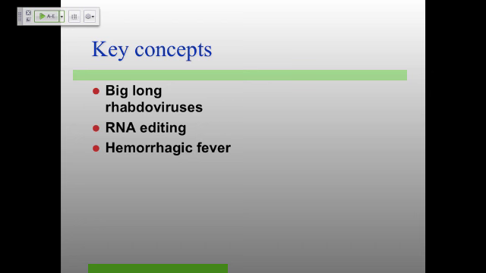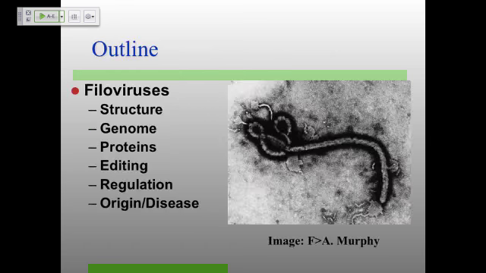It's much more of a general, nasty disease, yes, but there's not that much of the hemorrhagic aspects of it. So we'll talk about structure, genome, protein, editing, regulation, and then flip things around a little bit. We'll do the origin and disease right at the end here. This, unfortunately, should be a dot.